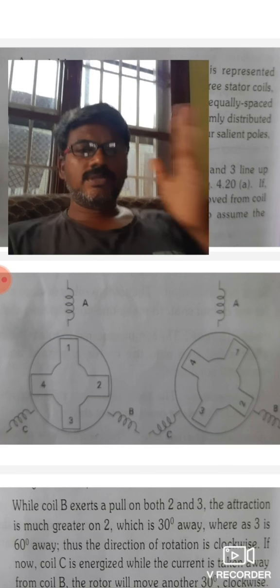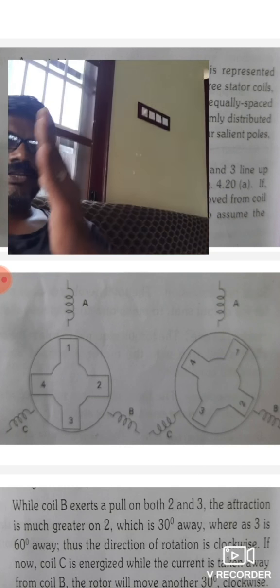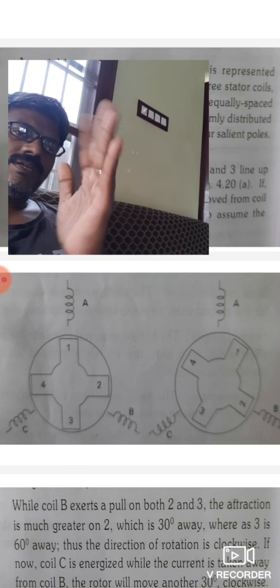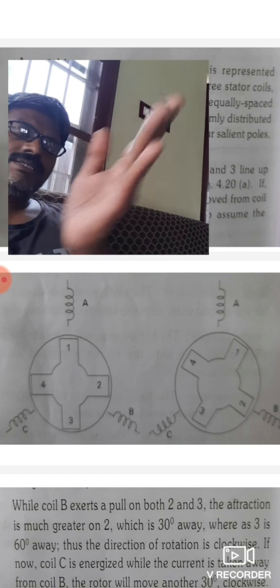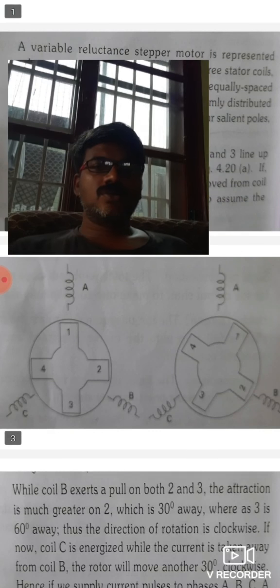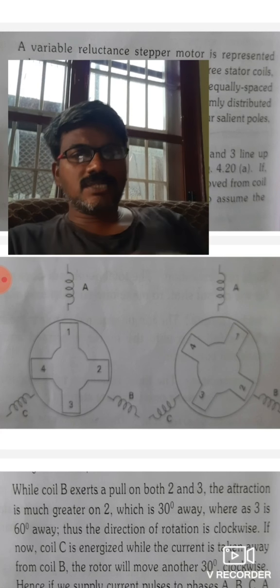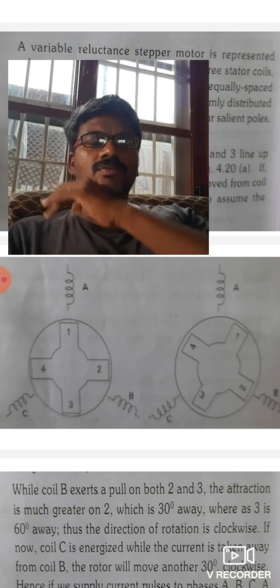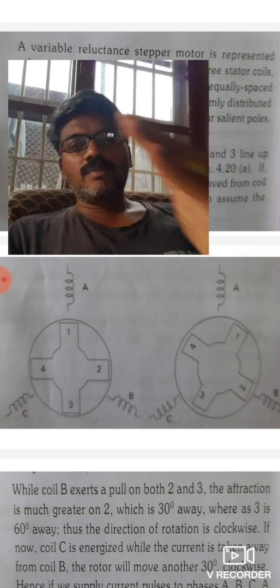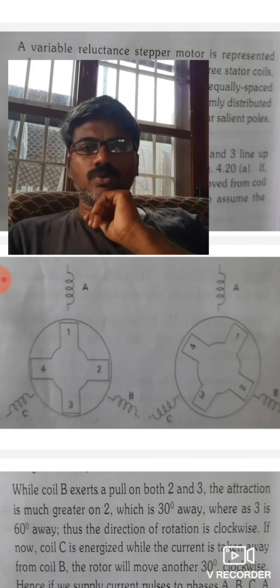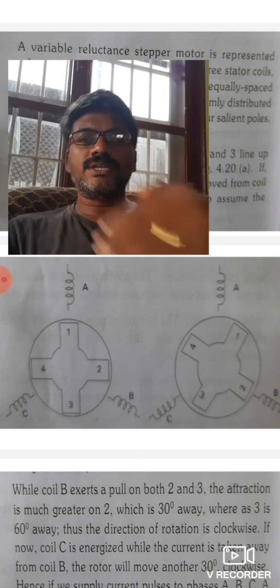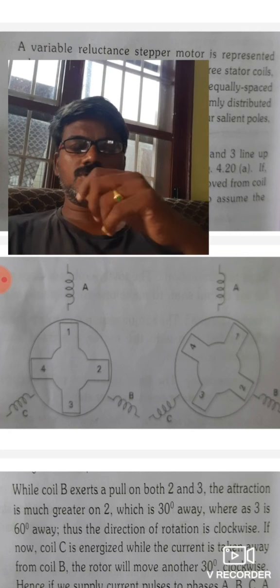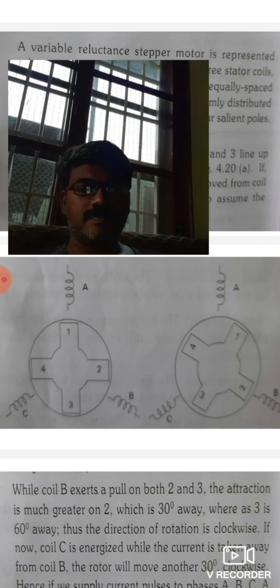The rotor will move 30 degrees. Pole 2 is attracted, so it is moved by 30 degrees, and by this movement of 30 degrees, pole 2 will be aligned to B, right? Generally pole 1 is at a 60 degree angle with B, but pole 2 is only 30 degrees from B. So that's why B will attract the pole 2, right? Automatically pole 1 also moves 30 degrees in the clockwise direction.